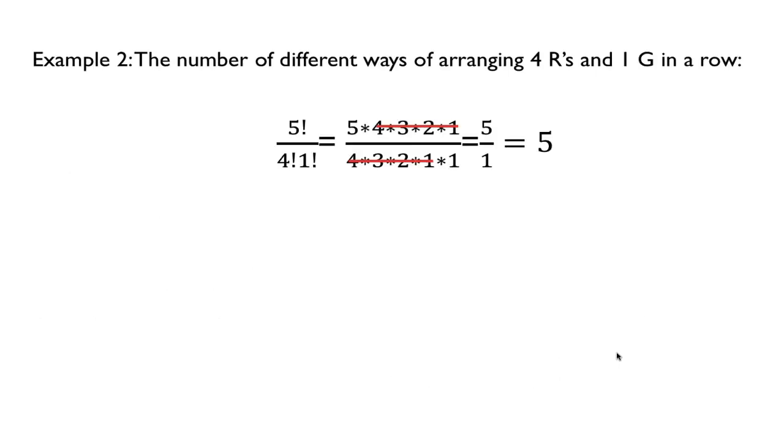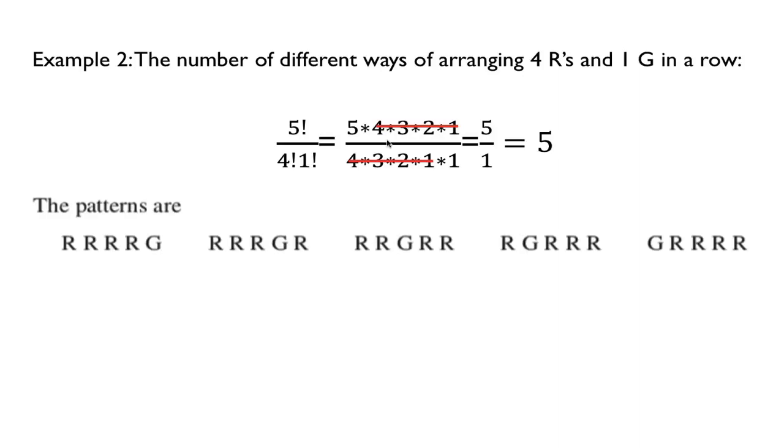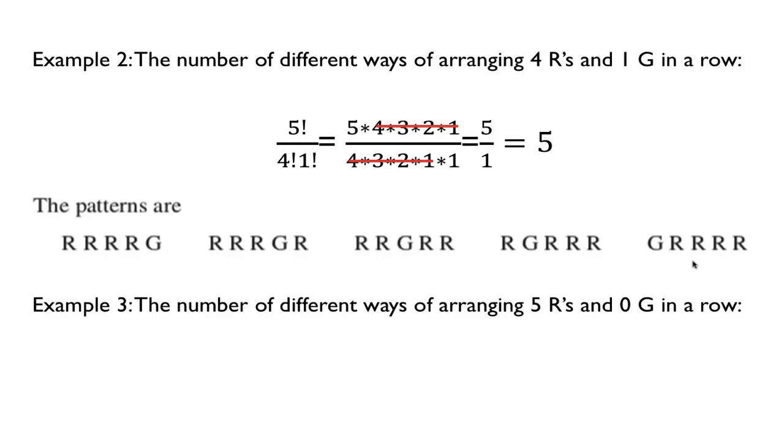How about the number of ways of arranging 4 red and 1 green in a row? Well, again, the formula is 5 factorial divided by 4 factorial times 1 factorial. So the bottom is the 4 and the 1. And then again, I can cancel and get 5. So there's 5 ways to arrange 4 red and 1 green. In fact, we can list them out. Here are the 5 ways of arranging 4 red and 1 green. So this formula tells us how many ways to arrange those letters.